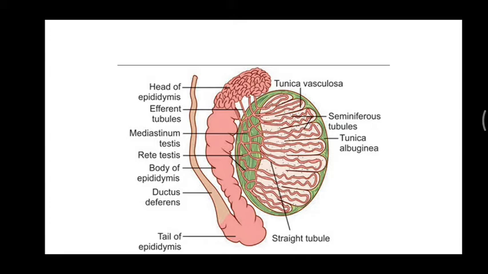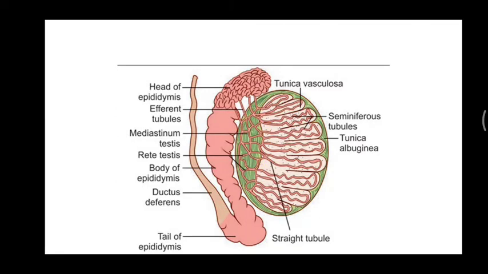The tunica albuginea consists of closely packed collagen fibers. Some elastic fibers also will be lying in between them. In the posterior part of the testis, this is the posterior aspect, the connective tissue of the tunica albuginea extends into the substance of the testis as a thick mass and is known as the mediastinum testis. This part is the mediastinum testis.